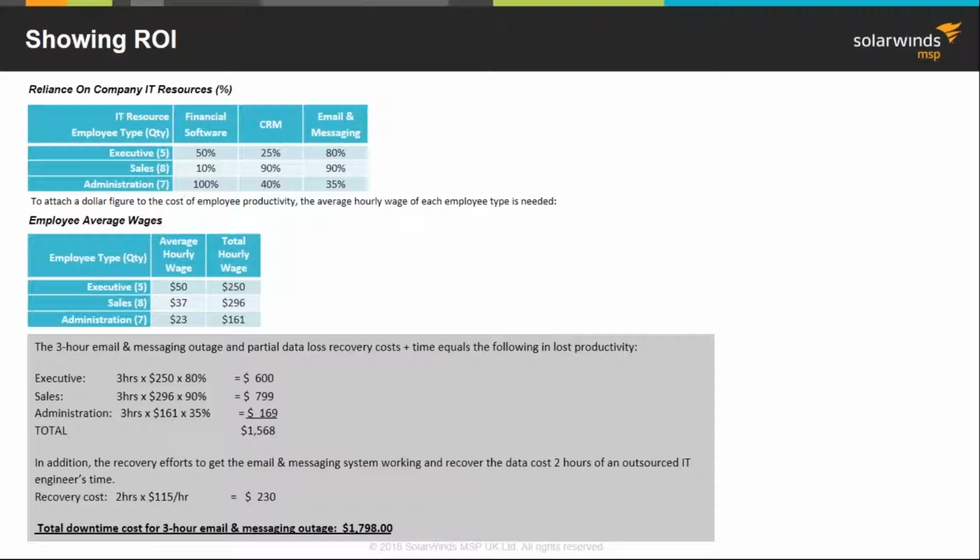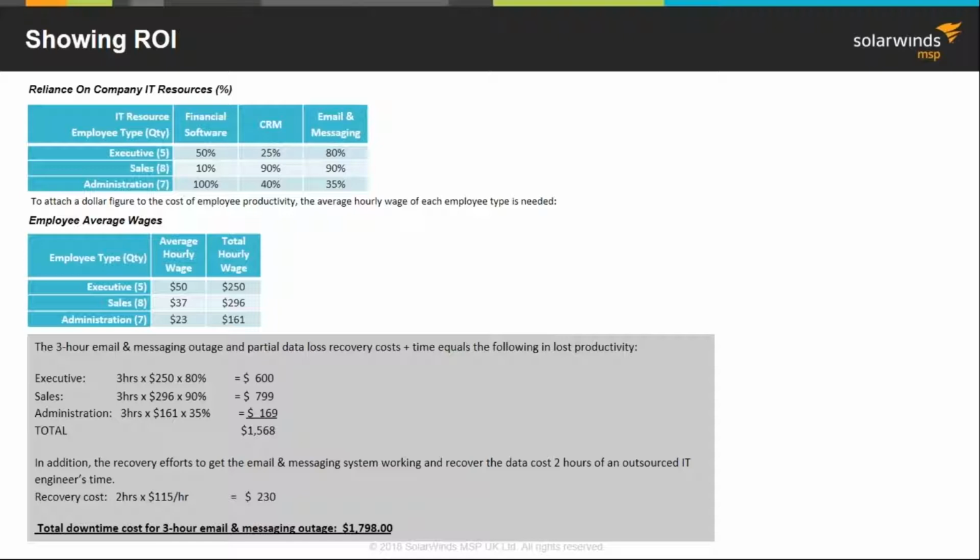Now, let's look at what this means when we talk about a partial outage on email, for instance, of 3 hours. So this would be an instance where a business is not proactively managing their environment. And you can change this to 1 hour, 2 hours, 5 hours. Maybe you have a real scenario with a time and material customer that you could utilize here.